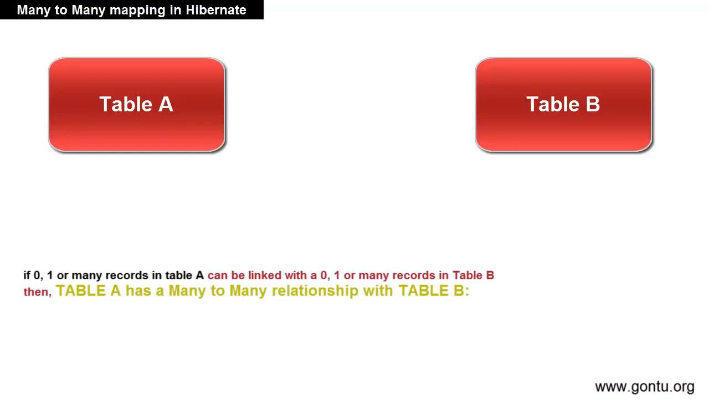For any two tables A and B, if 0, 1 or many records in table A can be linked to 0, 1 or many records in the table B, then table A is said to have a many-to-many relationship with table B, and table B is said to have a many-to-many relationship with table A. For such a relationship, you will need a separate mapping table which has all the mapping information. Means only by looking at this third table, you'll be able to know which record of table A is linked to which record of table B and vice versa.